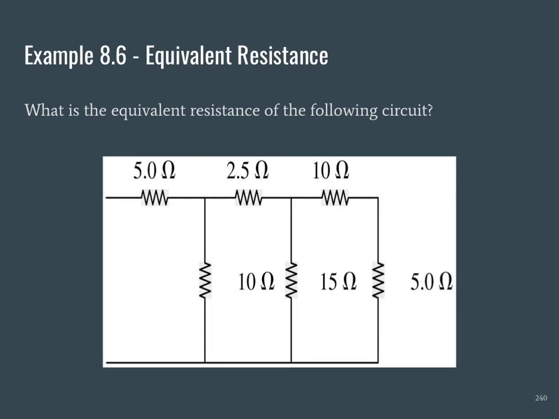So you start at the most complex part. Instead of having a 10 ohm and a 5 ohm, what if I replace that using the concept that resistors in series add together?